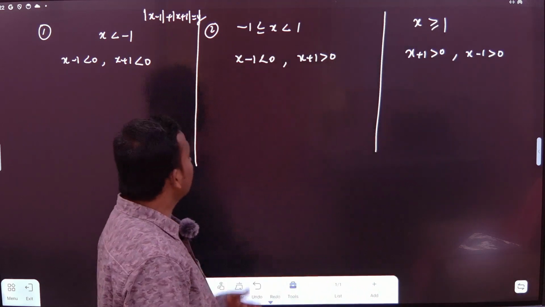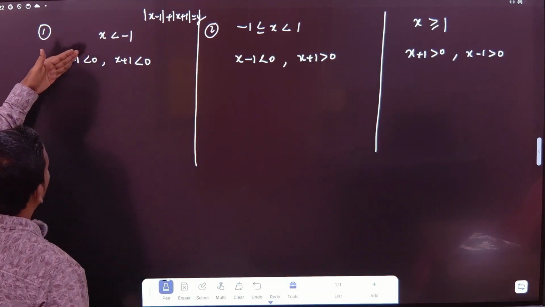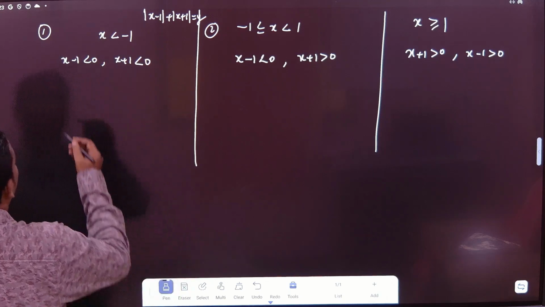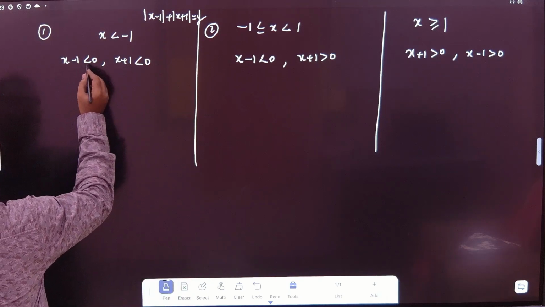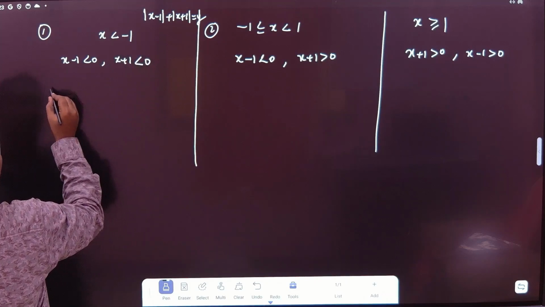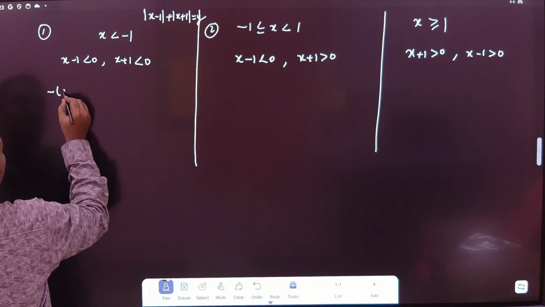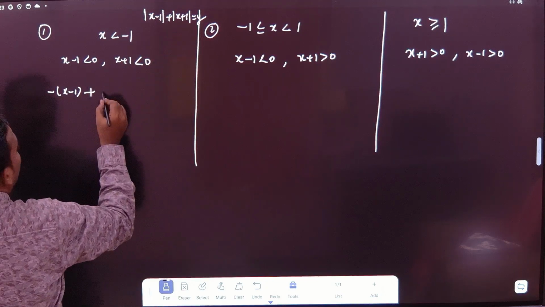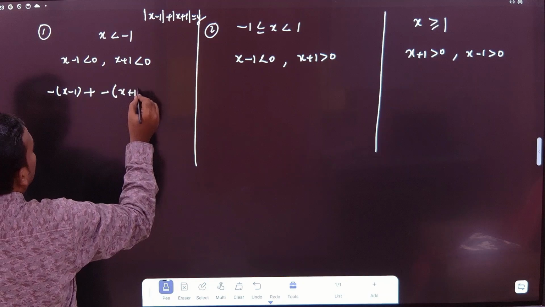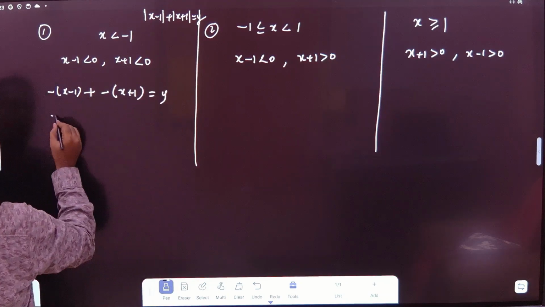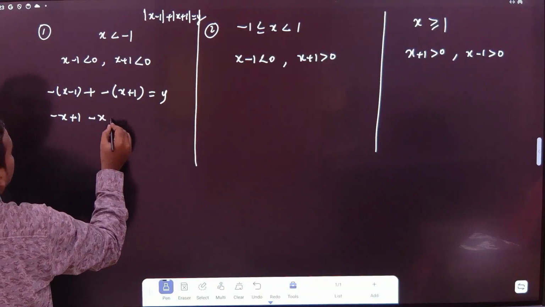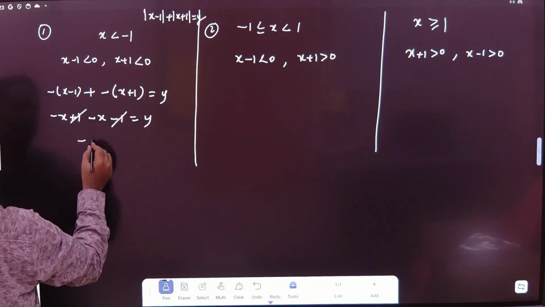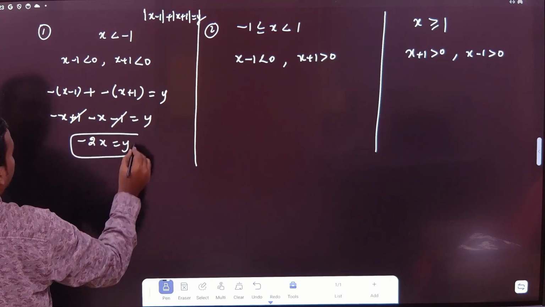Hello students, we'll continue this. So x less than minus 1 means x minus 1 is less than 0 and x plus 1 is less than 0. When x minus 1 is less than 0, by the definition of mod x, we use minus of x minus 1. x plus 1 is also negative, therefore minus of x plus 1 is equal to y. So minus x minus 1 minus x minus 1 equals y. The plus 1 and minus 1 cancel, so minus 2x equals y. This is the first one.